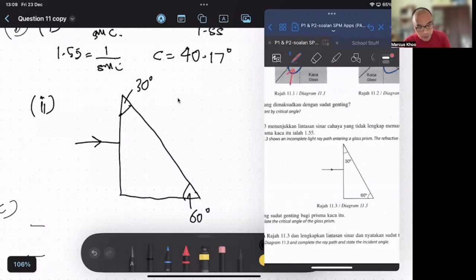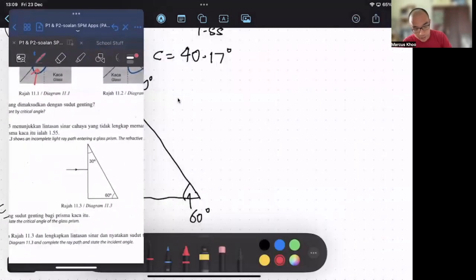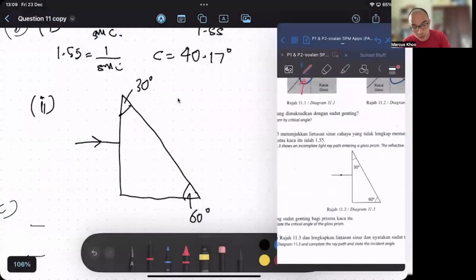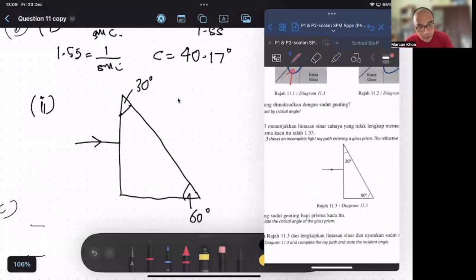Okay, in this case, let me change the color. The first thing we need to know is that after it enters here, because the plane over here is at 90 degrees, it's just going to enter over here. And then because this particular plane is slanted lah, in that sense, we will need to draw a 90 degree normal line over here.